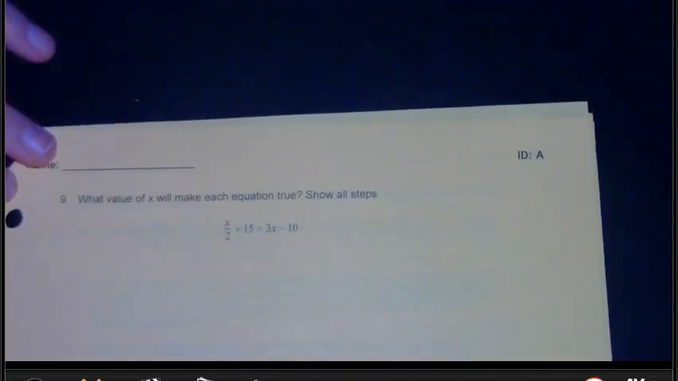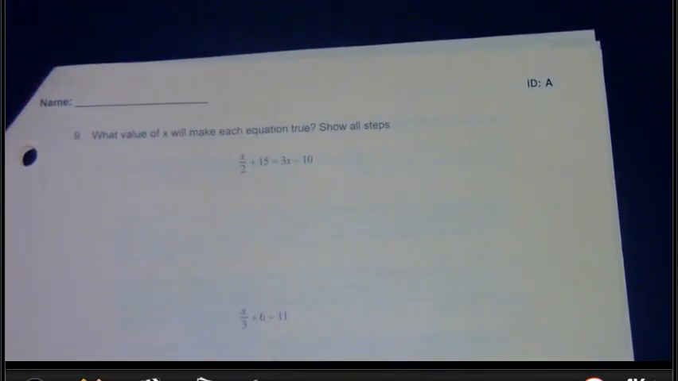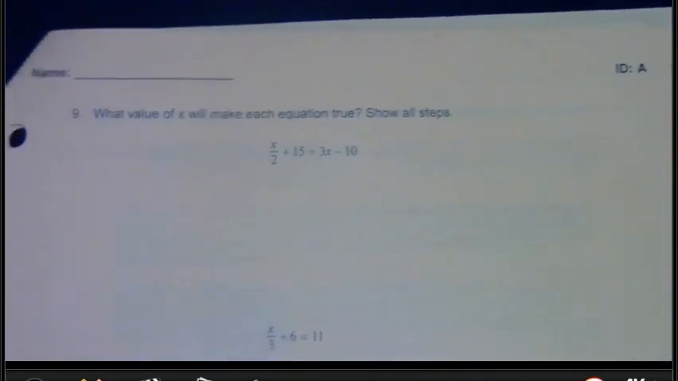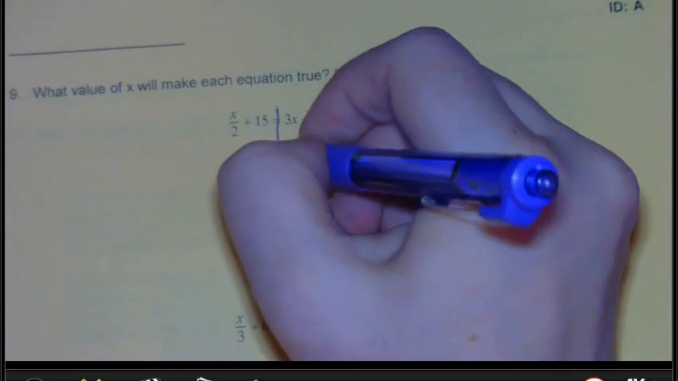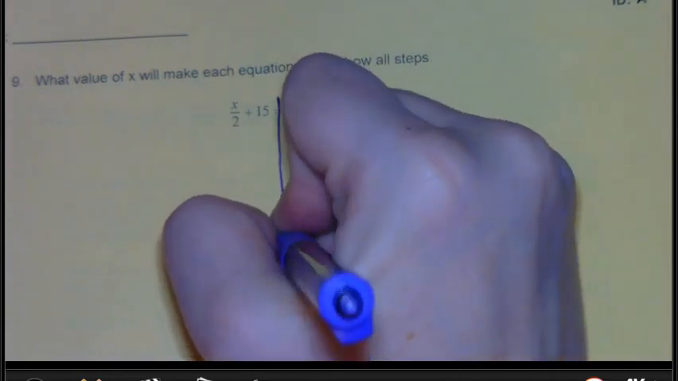All right, number 9. What value of x will make the equation true? Show all of your steps. Okay, so I'm going to move it in just a little. Let's do this as the first step. I'm actually going to pull the 2 out from here. So what I am doing here, x over 2. This right here is the exact same thing as 1/2 x.